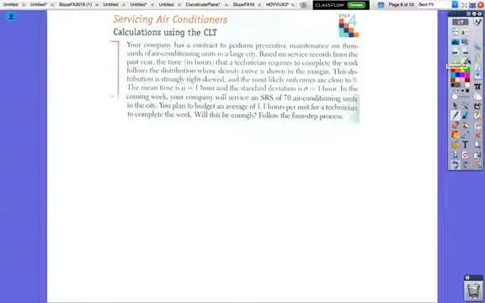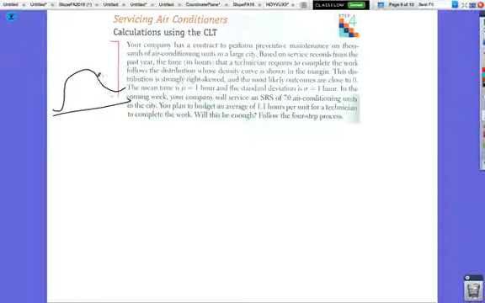So, an example: your company has a contract to perform preventive maintenance on thousands of air conditioning units in a large city. Based on service records from the past year, the time in hours that a technician requires to complete the work follows the distribution whose density curve is shown in the margin. You guys don't see that, but it looks kind of like this. This distribution is strongly right skewed, and the most likely outcomes are close to 0. The mean time is mu equal to 1 hour, and the standard deviation is sigma equal to 1 hour.